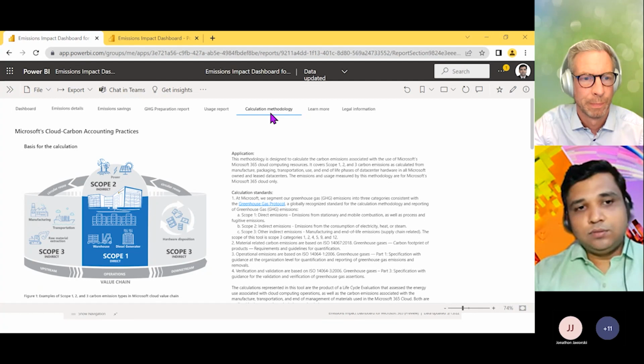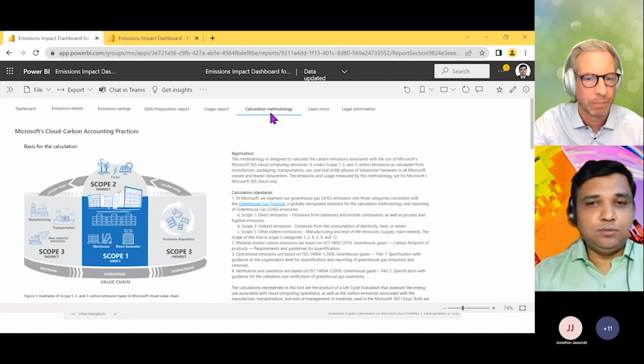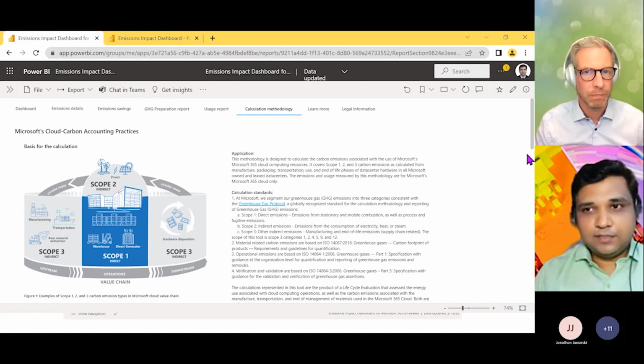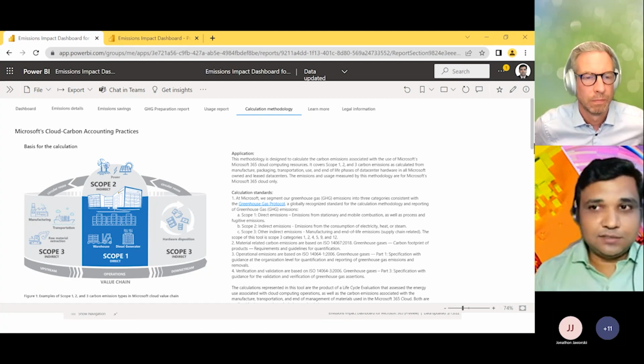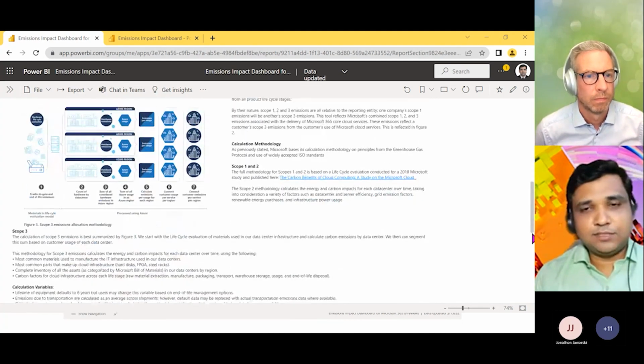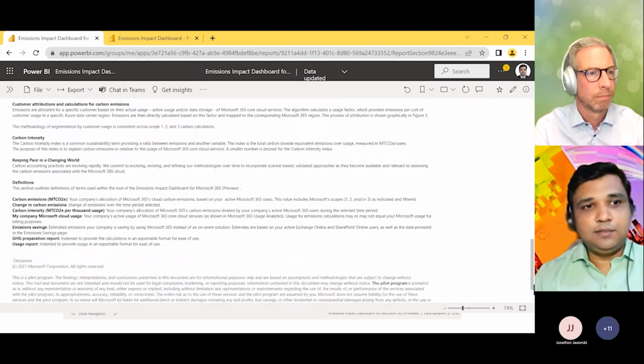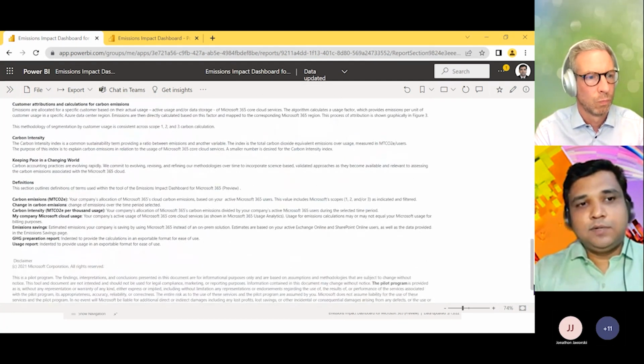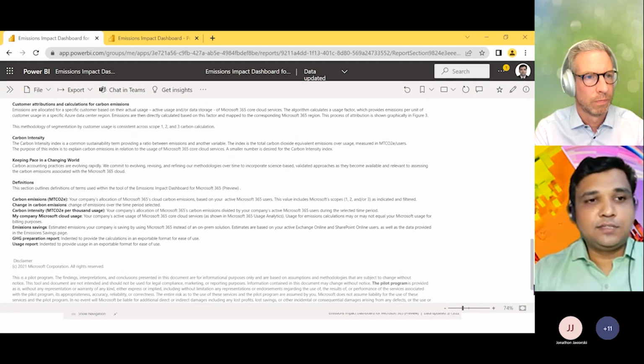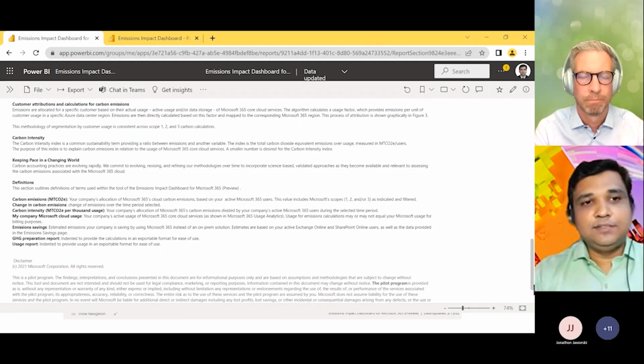It also includes data storage as well as the active usage per application. All of that is explained in this particular calculation in detail. But then again, the simple question is, how do I get this report? This dashboard is available for all Microsoft 365 customers for business, enterprise, as well as education. It is just a Power BI report.